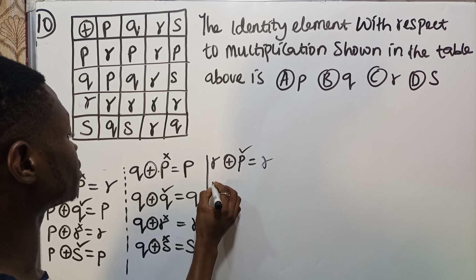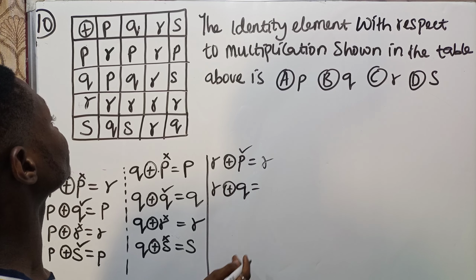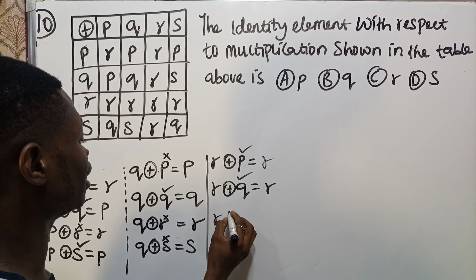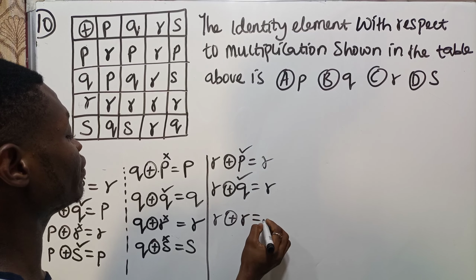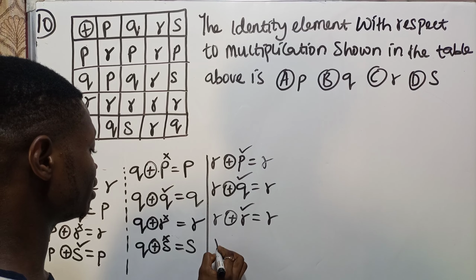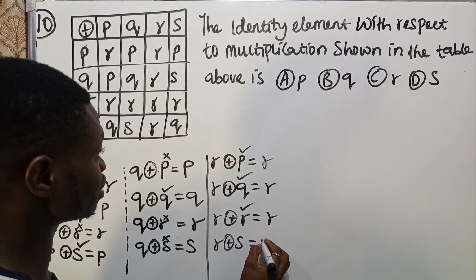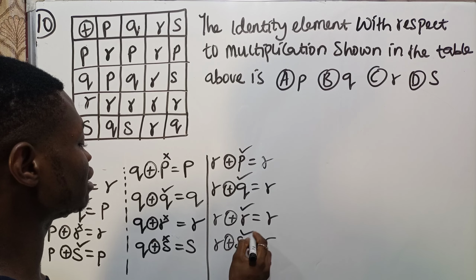So R operating on Q gives us R. It shows that Q is an identity element. Then R operating on R is giving us R. It shows that R is an identity element. R operating on S gives us R. Shows that S is an identity element.